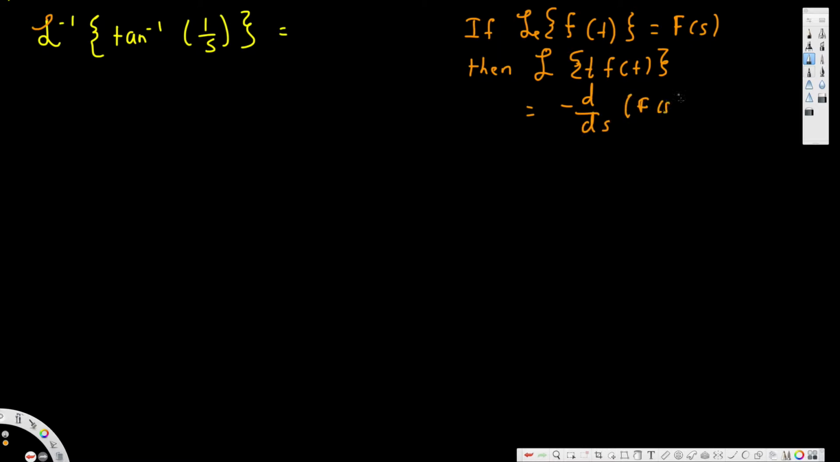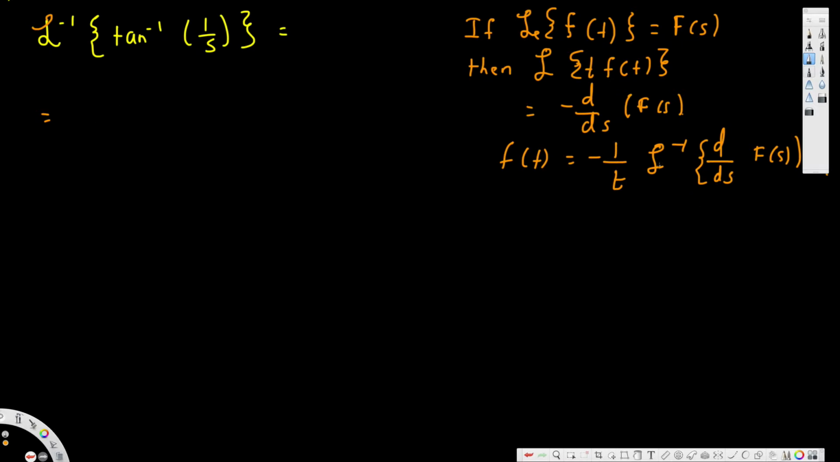Then this will become like, if we have f of t, that is equivalent to negative 1 over t times the Laplace inverse of d by ds of F of s, like that. This is what we are going to apply for this one. Here we have tan inverse of 1 over t. This is our f of t, that's our function.